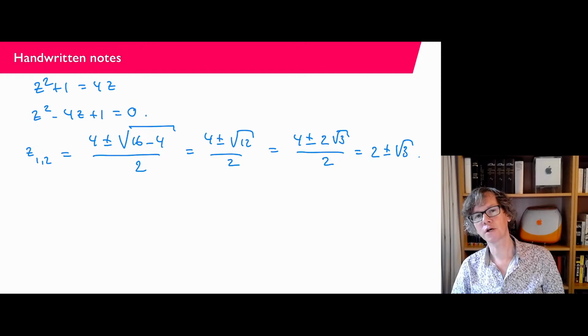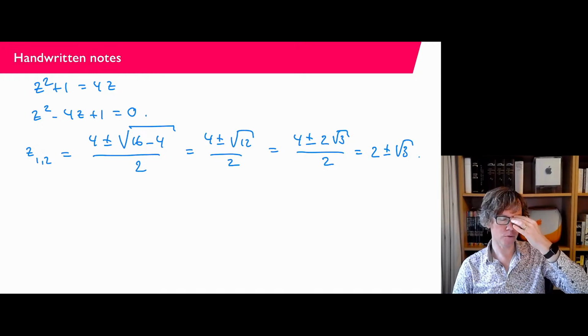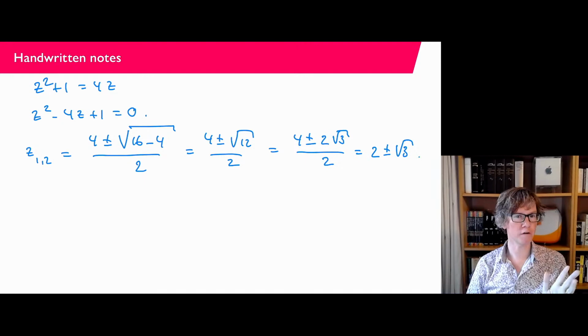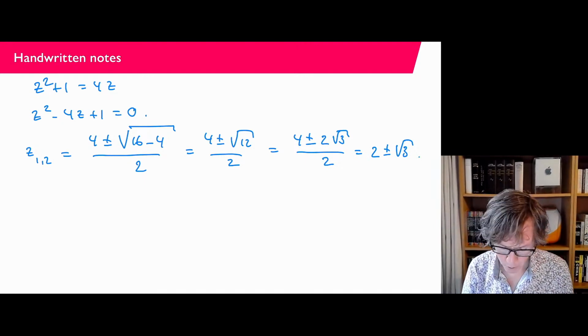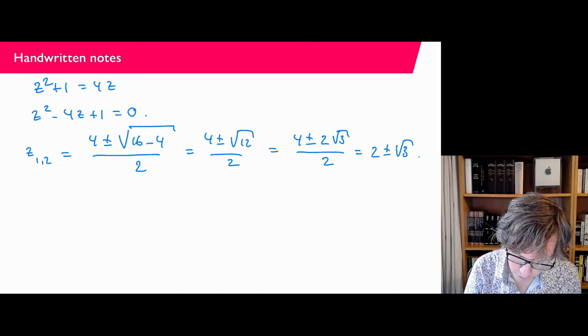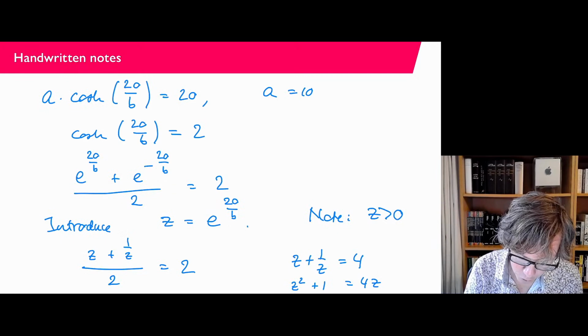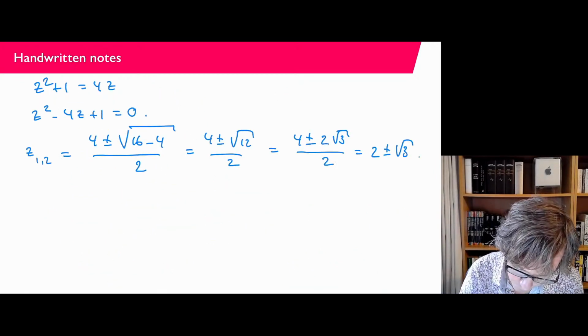So something interesting happens here. I'm going to find two solutions, and hopefully you remember, we've seen that, but maybe you also know that the square root of 3 is approximately 1.7. So both of them are positive. Both of them are valuable solutions. Now z was introduced here to be the exponential of 20 over b.